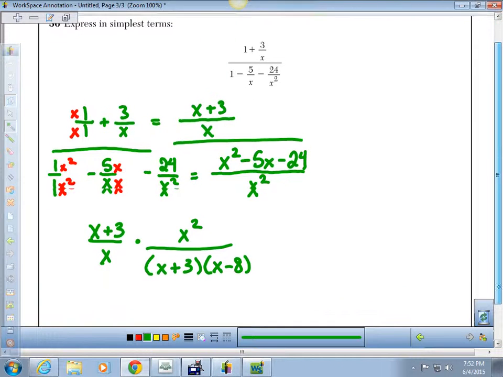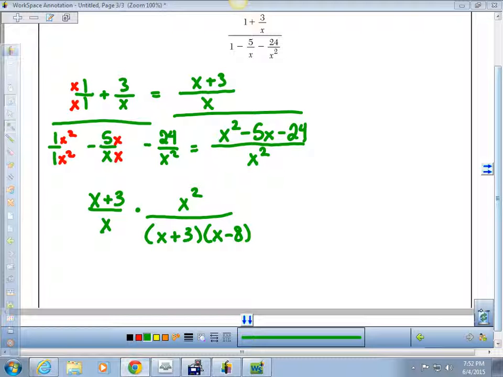And so now before I multiply, what can I do? X plus 3's get canceled out. Anything else get canceled out? Yeah, because x squared means what? An x times an x. So this right here will cancel the square. What am I left with up top? X over x minus 8.